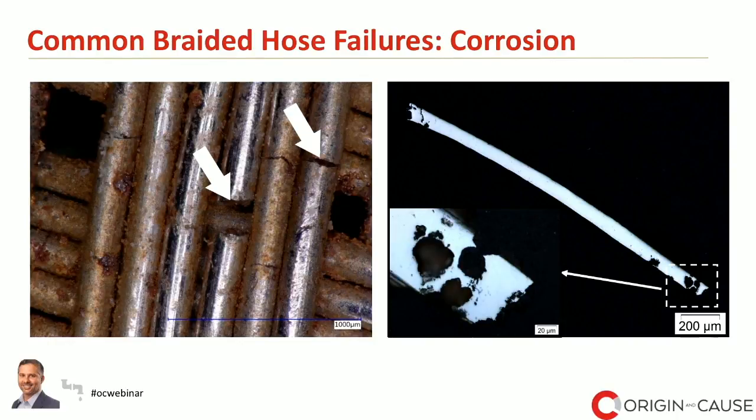Here's a close-up photo of the braided hose with the corrosion issue. The arrows on the left photo point toward fractures of the braided metal. Also, you can see there's rust on the surface of the braids, and it all indicates that corrosion was an issue in this case. The photo on the right shows one single metal braid. It's a cross-section through the entire length of that braid, and in the insert you can see how deep the corrosion has gone and how much material was lost.